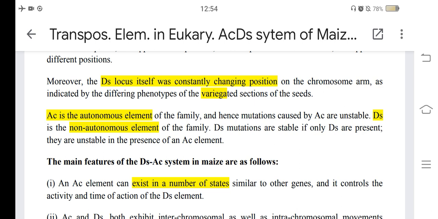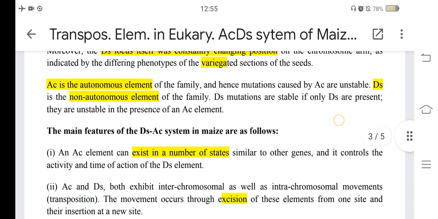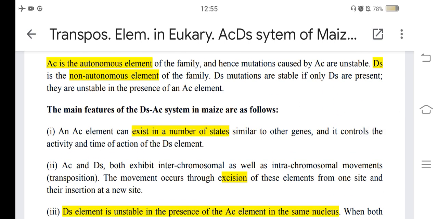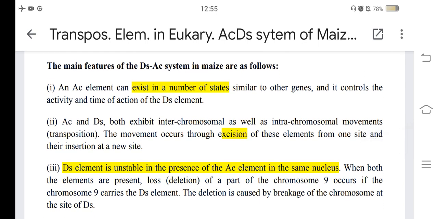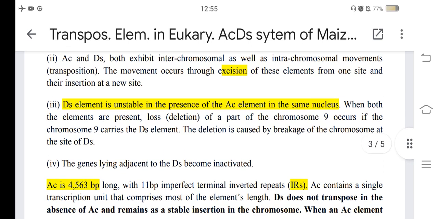Ds is the non-autonomous element of the family. Ds mutations are stable if only Ds is present. They are unstable in the presence of an Ac element. The main occurrence of a Ds system in maize is as follows. The Ac element can exist in a number of states similar to other genes. It controls the activity and time of action of the Ds element. Ac and Ds both exhibit interchromosomal as well as intrachromosomal movements, or transposition, and the movement occurs through excision of these elements from one site and their insertion at a new site.